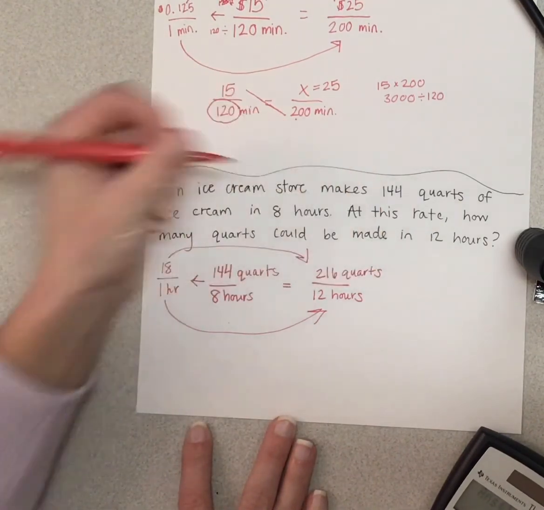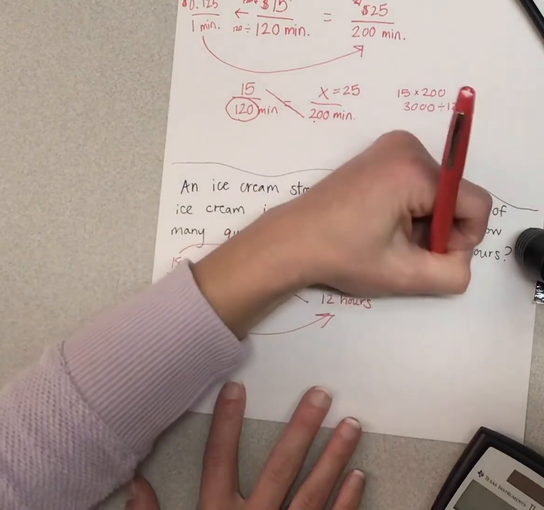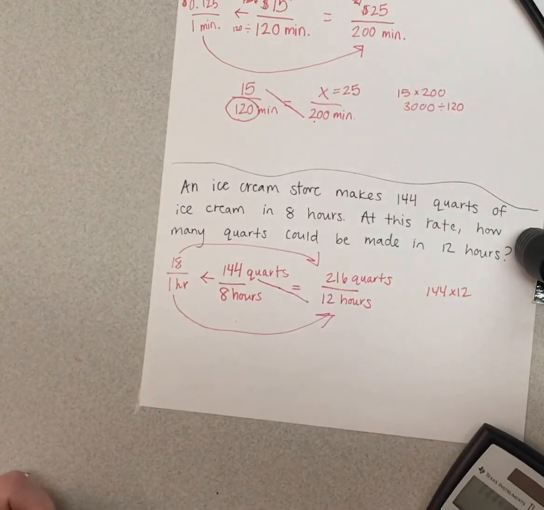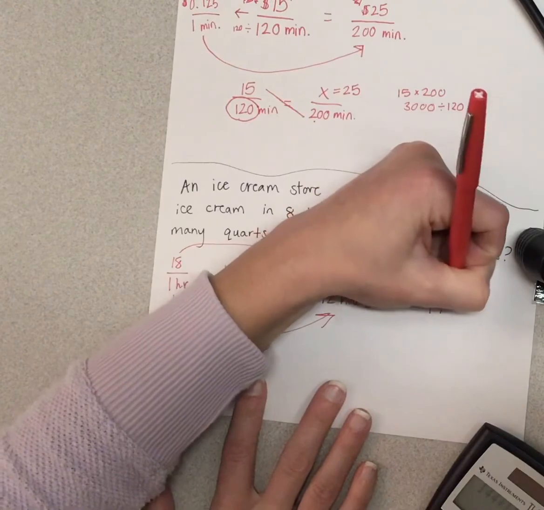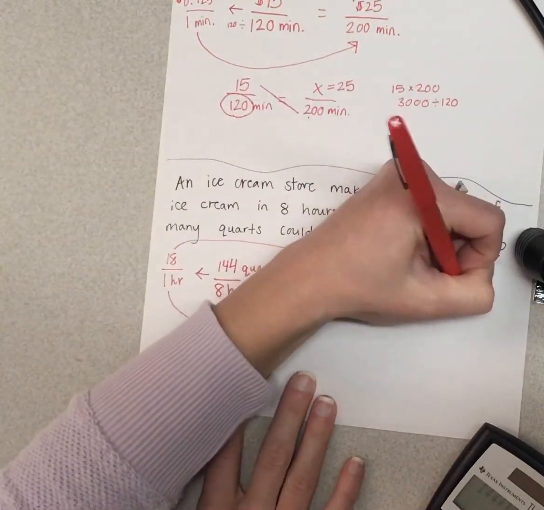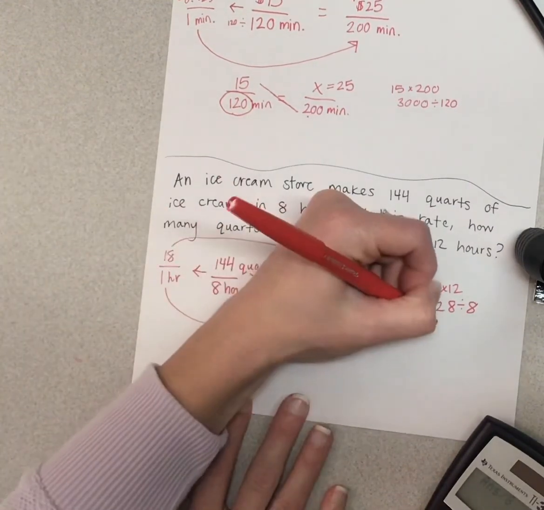You could have also done cross products. 144 times 12, which is 1728, and then divided by 8 gives us 216 as well.